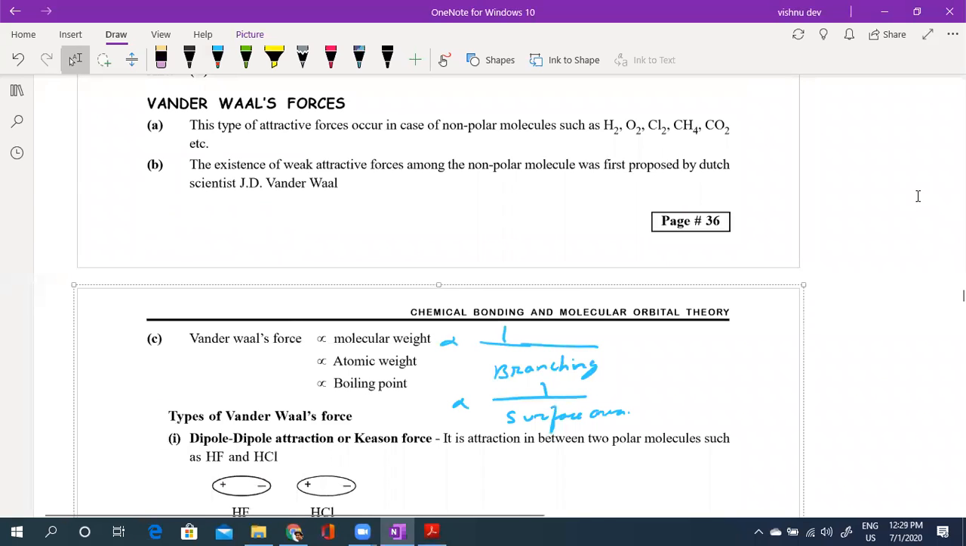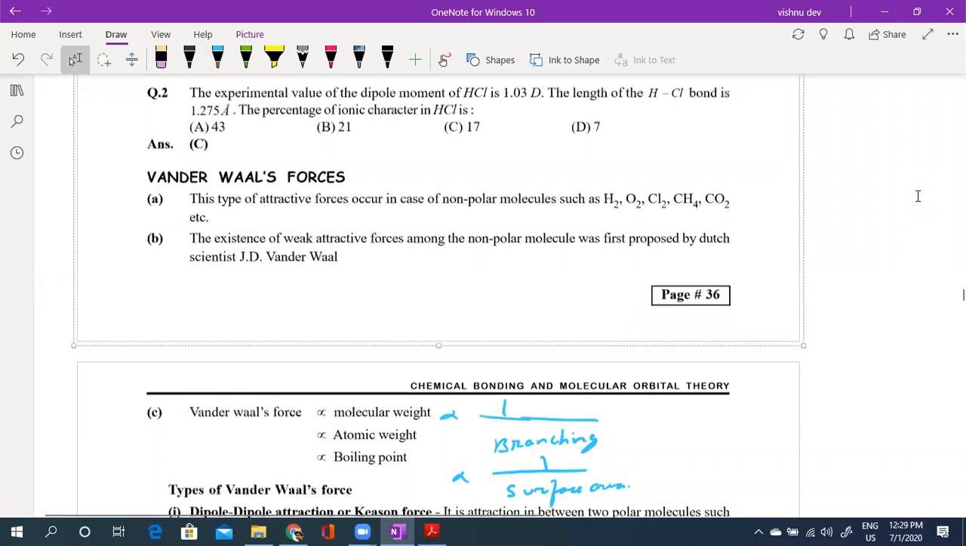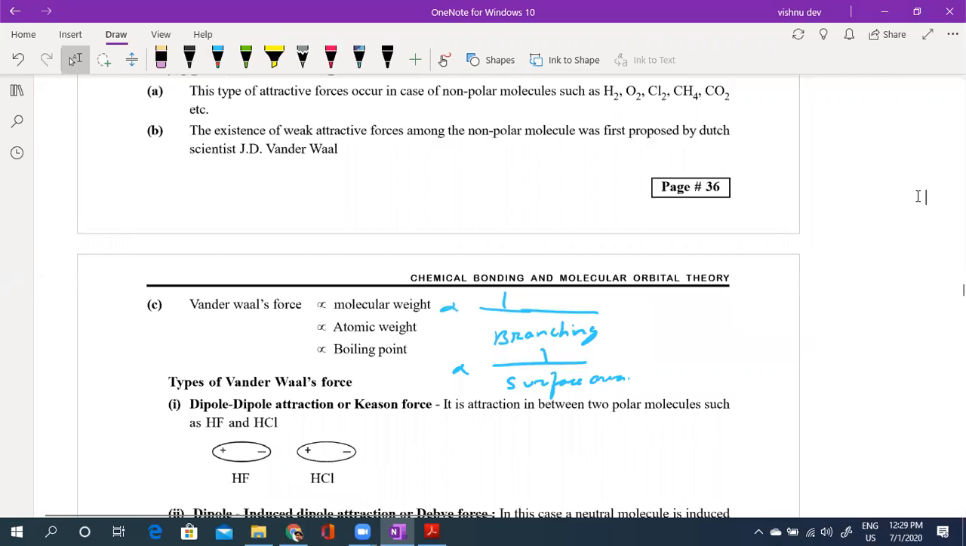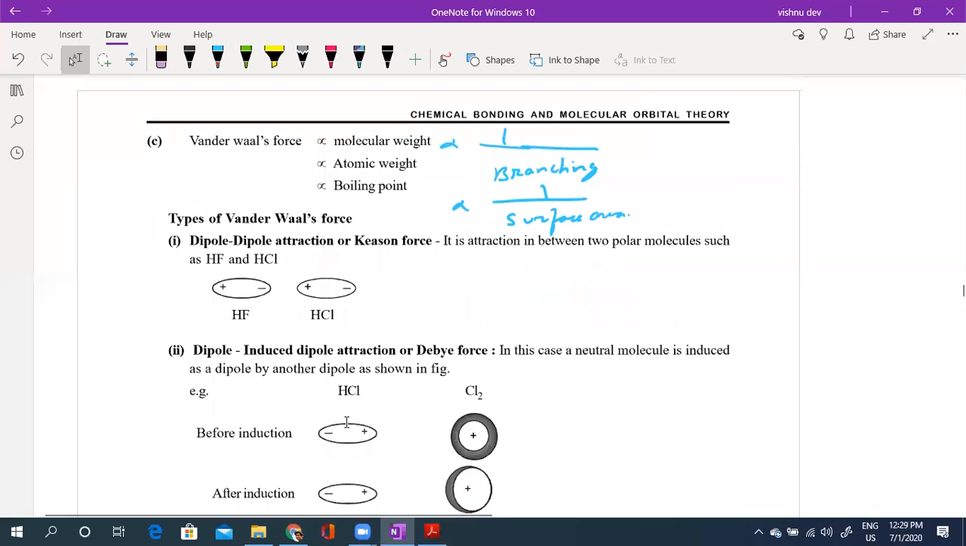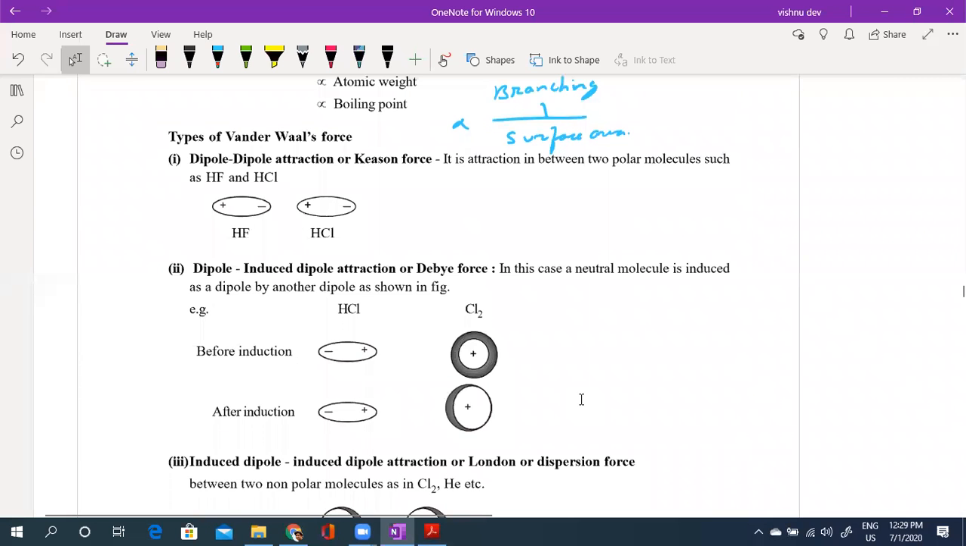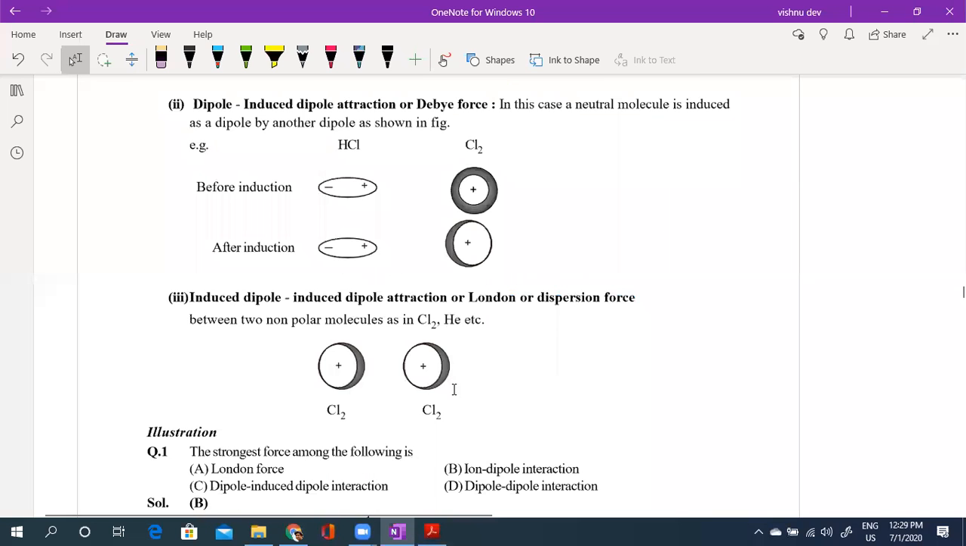force of attraction between two molecules. Now depending on the molecule it can be of different types. So we have already studied dipole-dipole, okay, which is attraction between two dipoles. Dipole-induced dipole, where one molecule is your dipole and the second is your non-polar compound which comes in the field of the dipole and is converted into an induced dipole. So this is dipole-induced dipole.